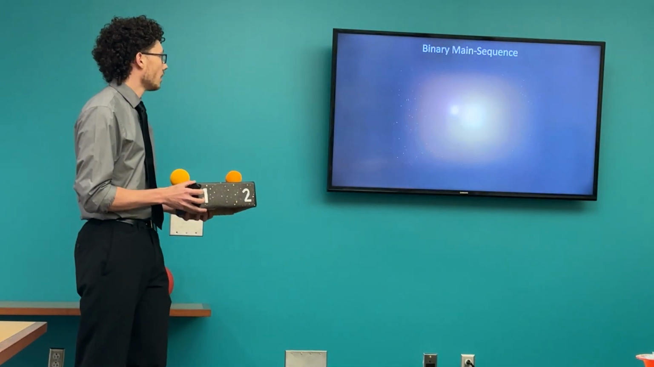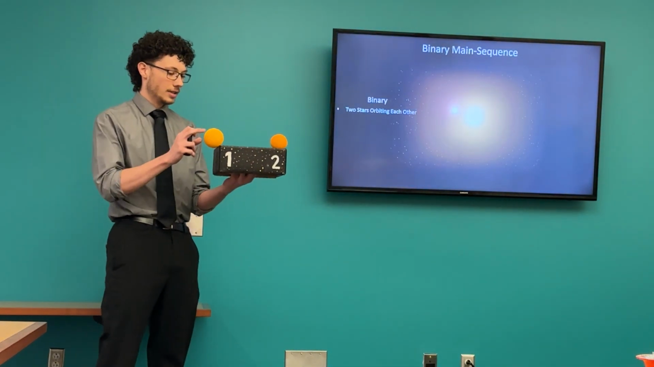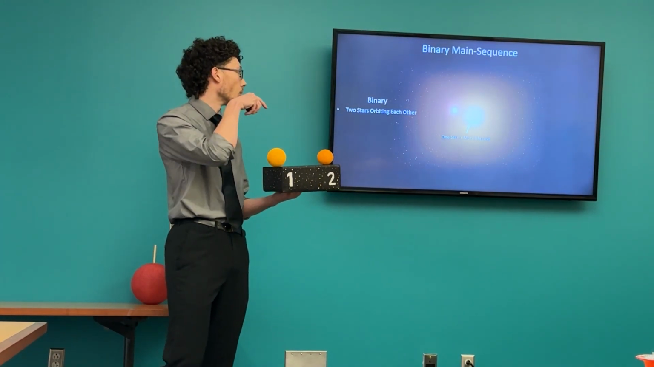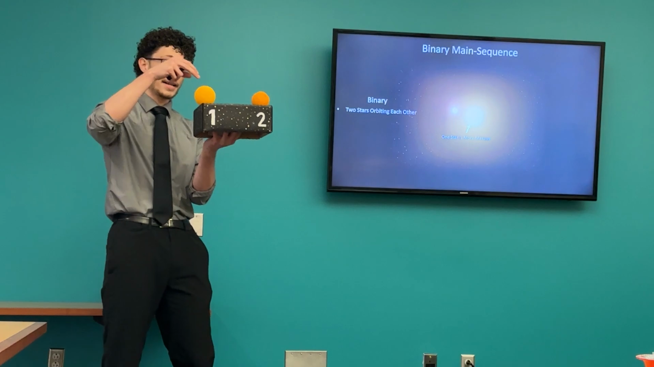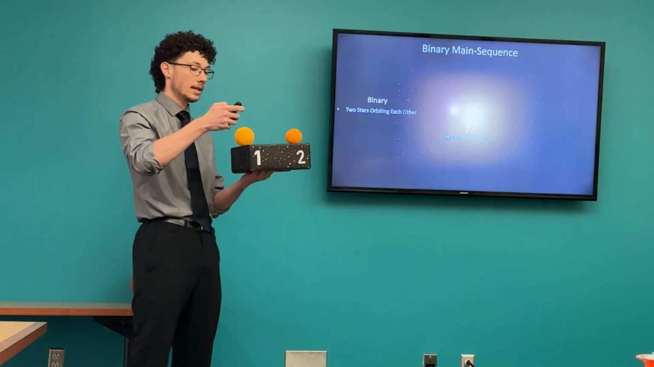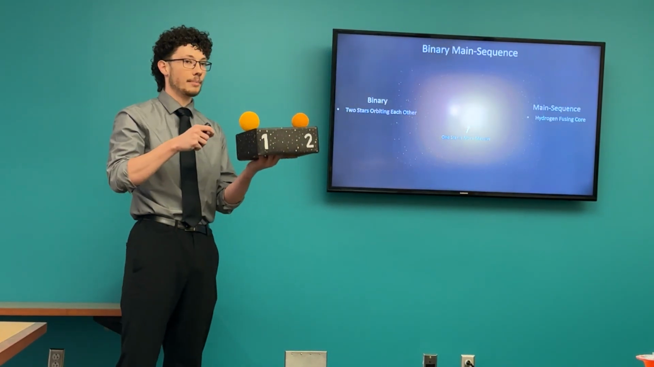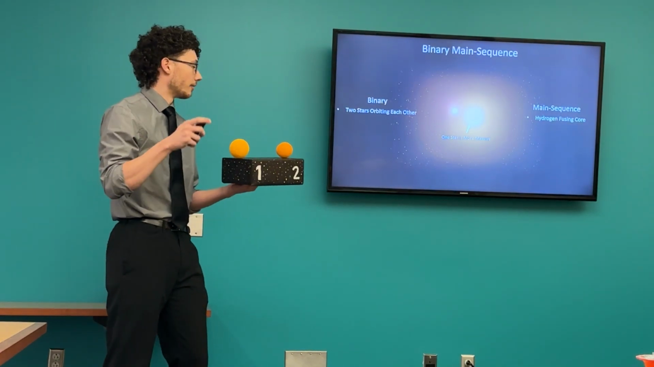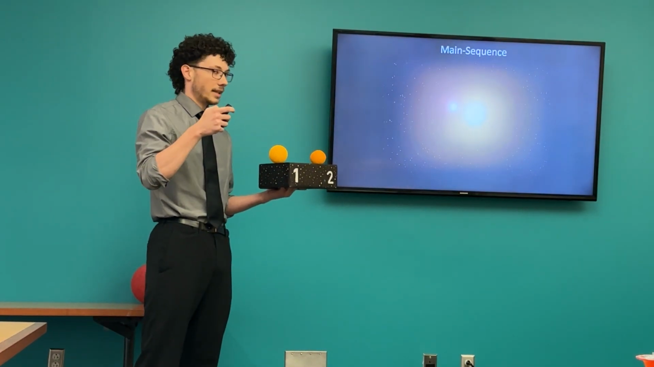So first, binary main sequence. Binary just means that we're going to have these two stars that are orbiting each other. And in our case, one of these stars is going to be more massive than the other, which will become important. And then main sequence just means that both of these stars are going to be fusing hydrogen in their core. Now, if we talk a little bit more about what that means.